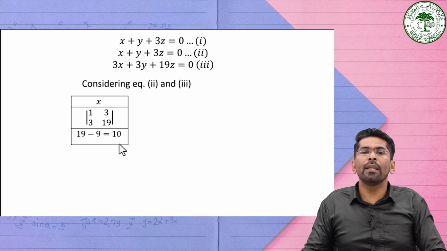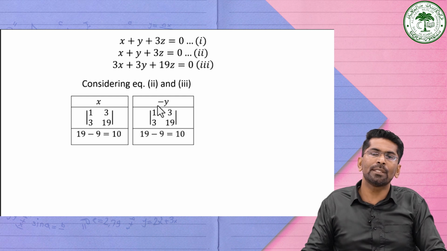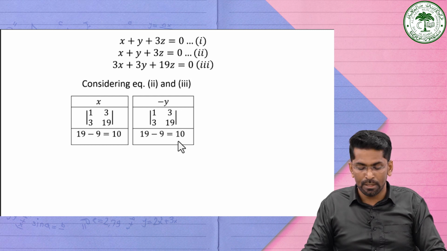Similarly, I find the determinant value for y, but here we put a minus sign. So minus y, I cross the coefficient of y and take the coefficients of x and z. The coefficient of x is 1 and z is 3; then the coefficient of x is 3 and the coefficient of z is 19. I find the determinant value: 1 into 19, which is 19, minus 3 into 3, which is 9. Again its determinant value comes out as 10.